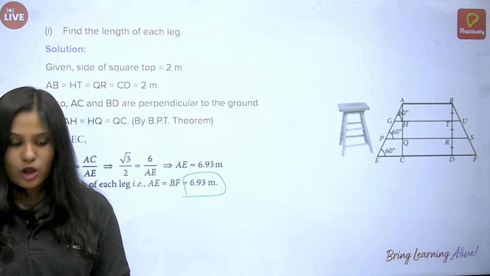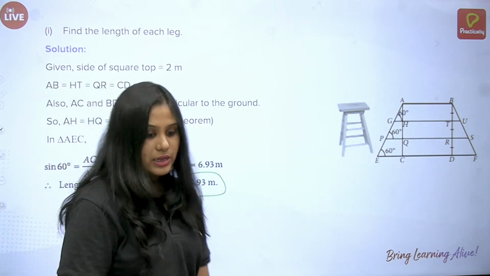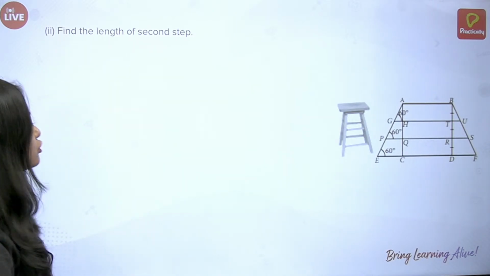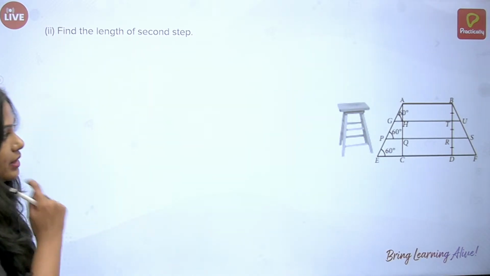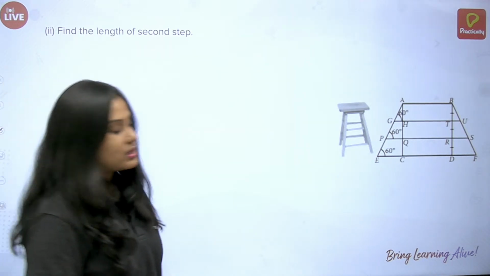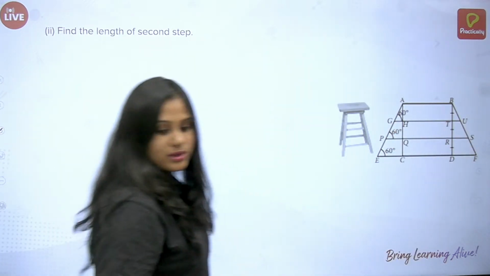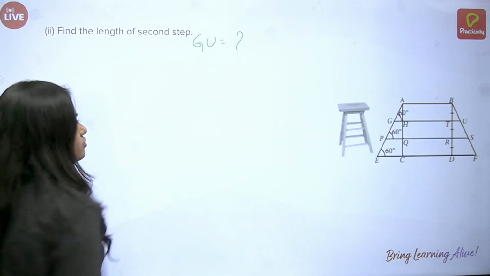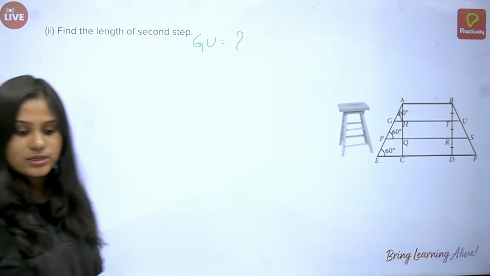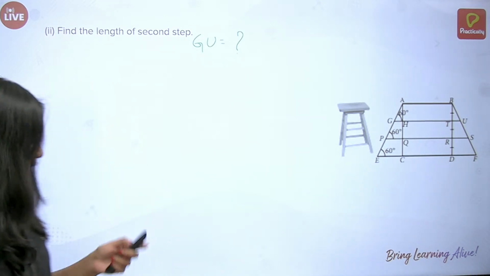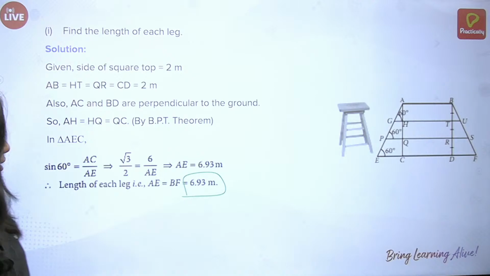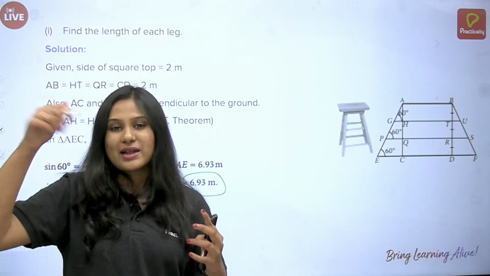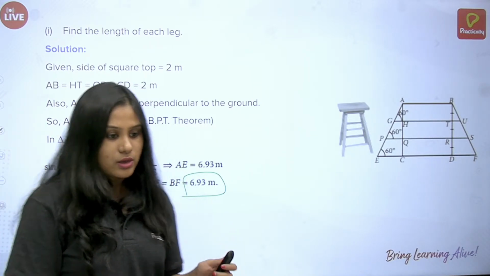Okay. All right. So good. Everyone, good. Next, let us go to the next. Find the length of the second step. Okay. So what is the second step here? GU is the second step. Correct? So we have to find the length of GU. Right? Okay. Very good, Sat. Approx 6.9. Yes, yes. Approx 6.9. So if you write approx, just put it in the bracket, approximately, in the exam.